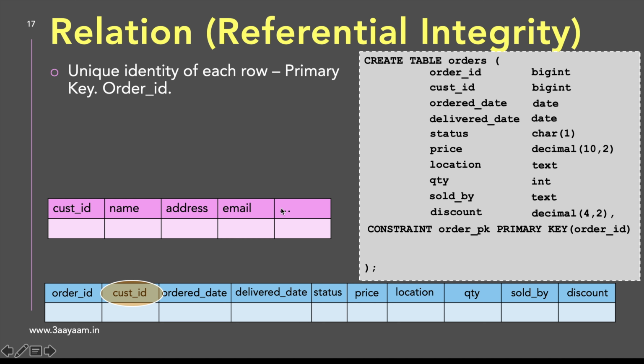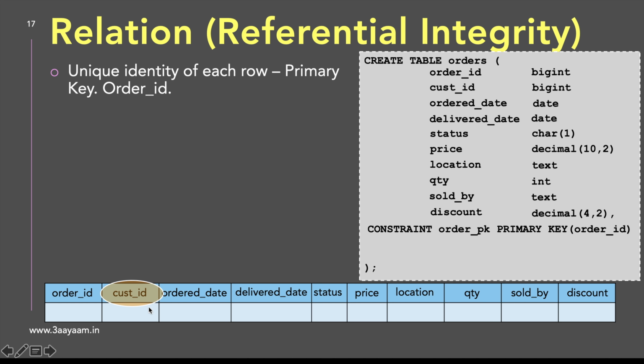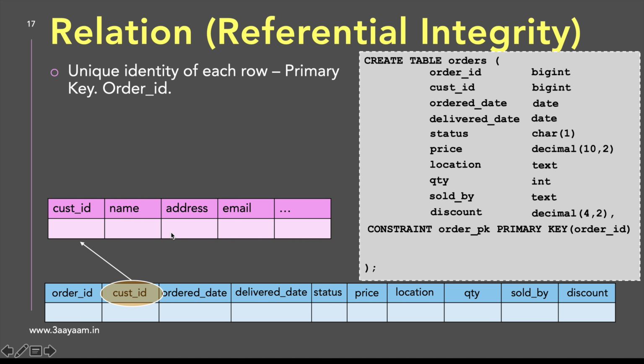Now what we do is that we relate these two tables. And how do we make the relation? Using a common key or a common column. So in this case, the common column, if you see, is the customer ID. So we use customer ID to relate these two tables.